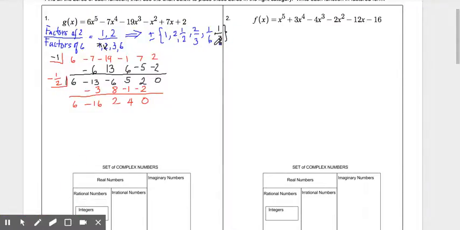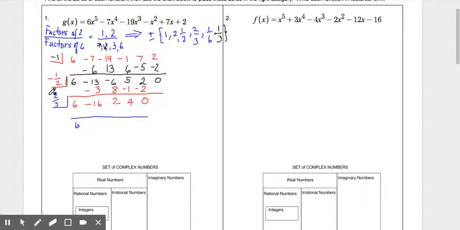So now we can try 1/3, and it's not going to work. We'll try -1/3, and it won't work. So we're pretending we tried it already. And then we're going to try 2/3, and it's going to work. So 2/3 will work. Okay. So now we bring this down, 6.